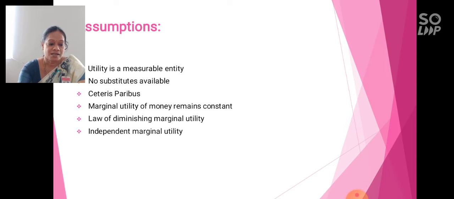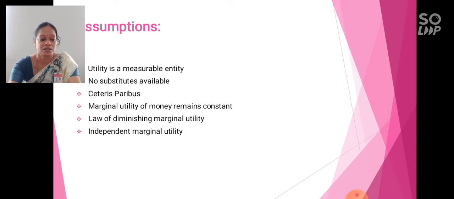And the next assumption is independent marginal utility. So in this, it assumes that the utility of a commodity depends upon the quantity of that commodity alone. For example, utility derived from a Samsung smartphone depends only on its quantity. The quantity of Apple iPhones does not affect the Samsung smartphone.